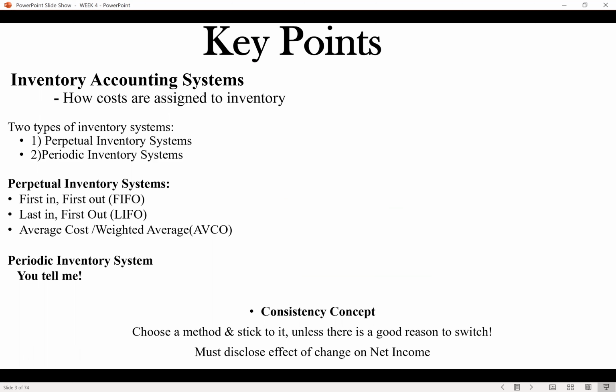Where we touched on the inventory accounting system, what it is, and how costs are assigned to inventory. We then looked at the types of inventories and the inventory systems, and we went in depth a little bit. Then we looked at an important concept, the consistency concept, which spoke about choosing a method, whichever inventory system you want to use, and sticking to it, being consistent.